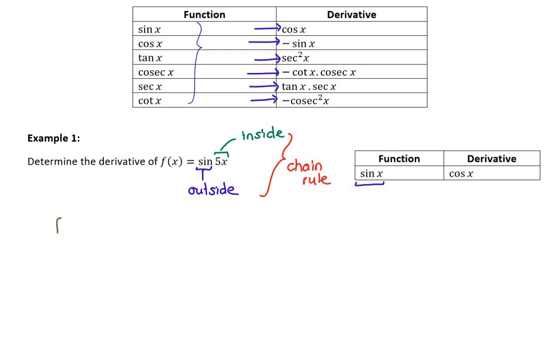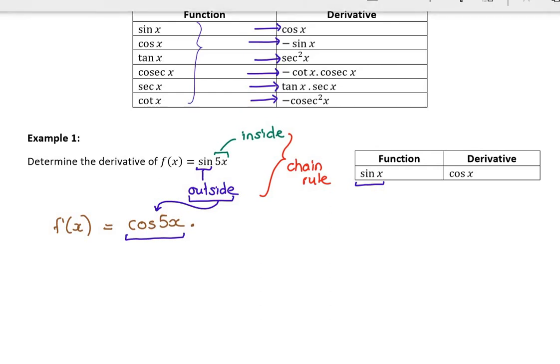So let's try. So f dash x, remember what the chain rule said. The chain rule said differentiate the outside function and leave the inside function alone. So the outside function is sine x. If I differentiate sine x, I get cos x, but leave the inside function alone. So it's 5x. Leave the inside alone, differentiate the outside. Multiply by, differentiate the inside. And the inside is 5x, and 5x will differentiate to 5.